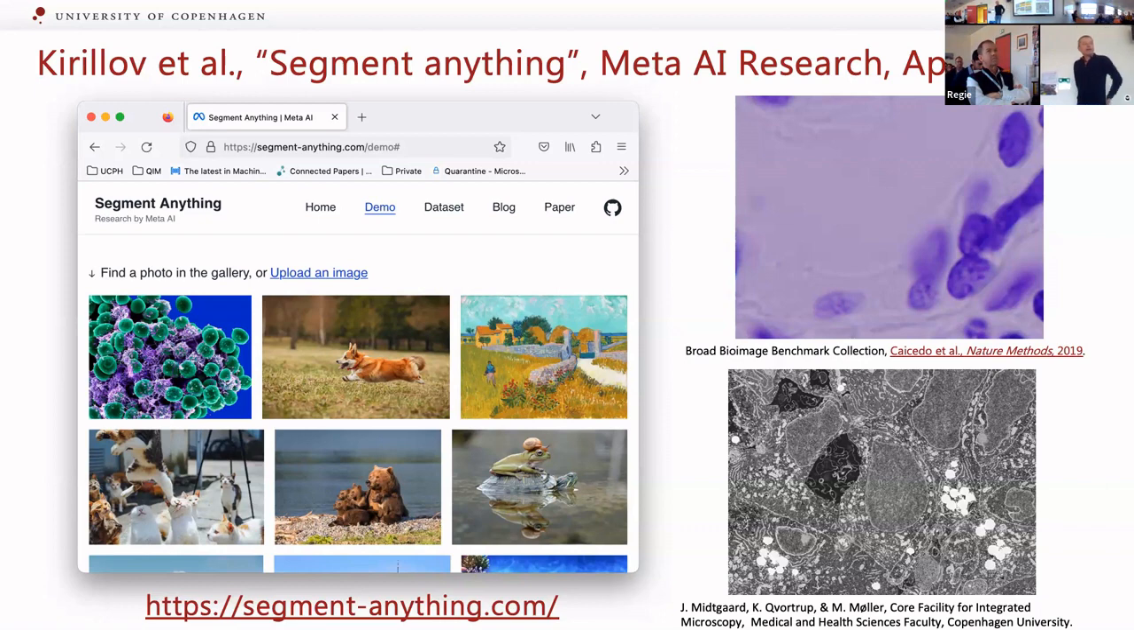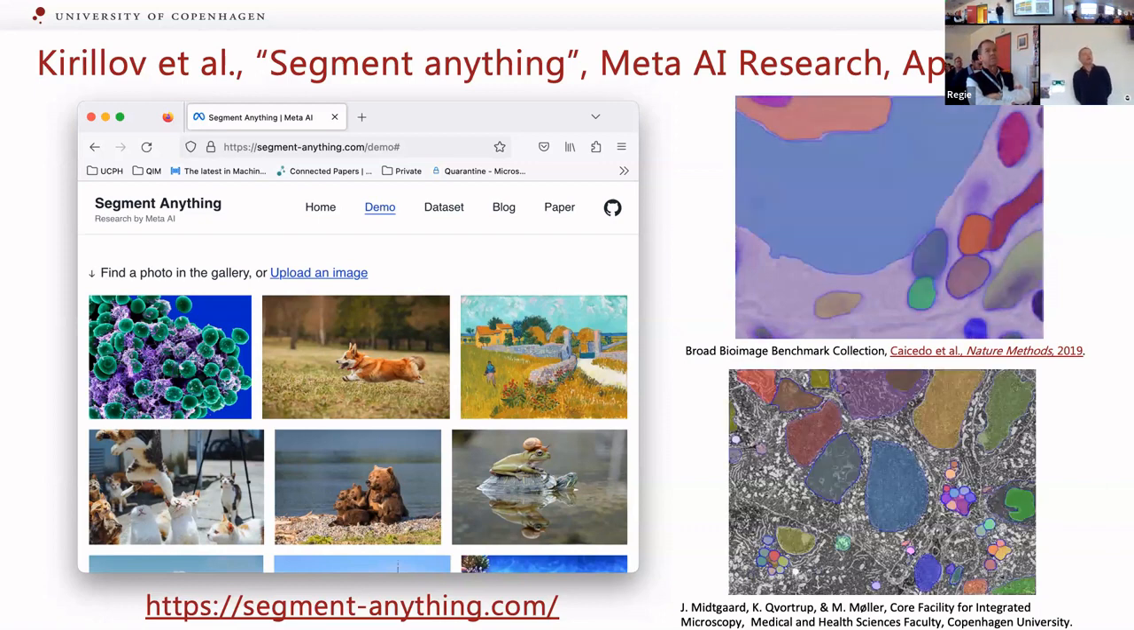I've tried it on different microscope images over here without any other input than the image, and this is just what comes out. The top one is a light microscopy image, and this one is an electron microscopy image. That's all my colleagues made. And it does it quite well.